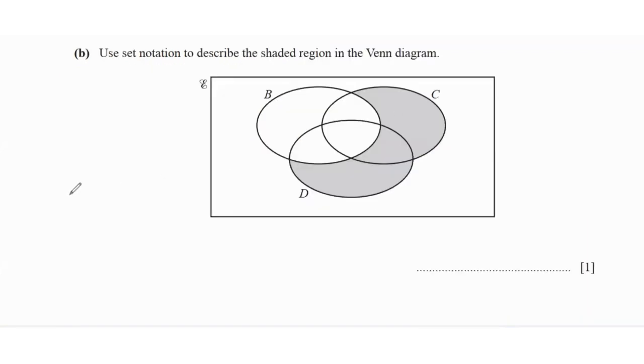It's the union of set D and C, but an intersection of B complement. Because we don't include set B in this, but D and C are included. So it's going to be D union C intersection B complement.